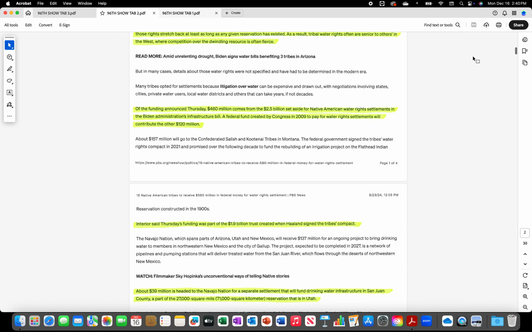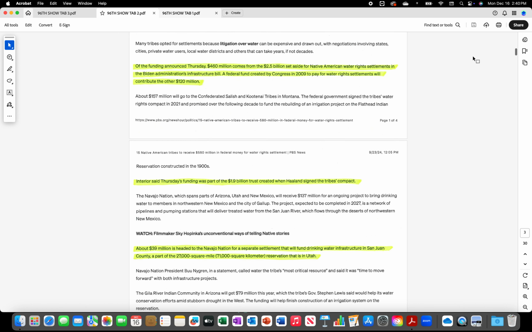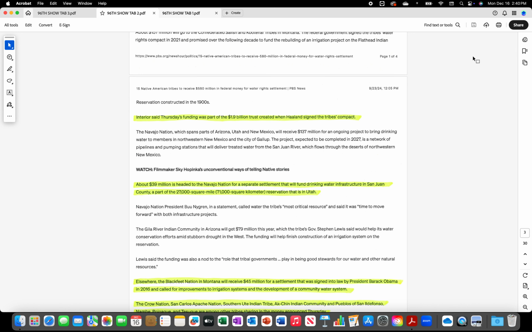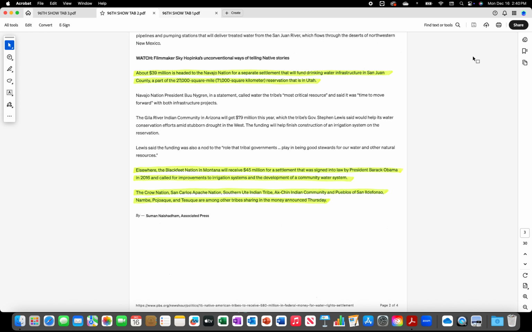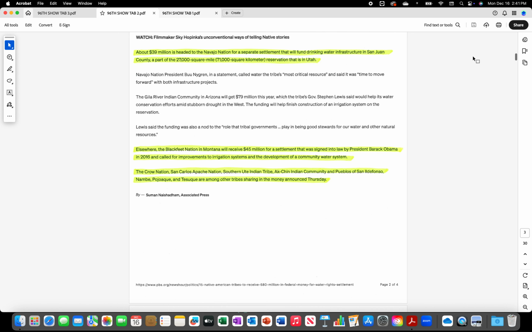Interior said Thursday's funding was part of the $1.9 billion trust created when Haaland signed the tribe's compact. About $39 million is headed to the Navajo Nation for a separate settlement that will fund drinking water infrastructure in San Juan County, a part of the 27,000 square mile, 71,000 square kilometer reservation that is in Utah. Elsewhere, the Blackfeet Nation in Montana will receive $45 million for a settlement that was signed into law by President Barack Obama in 2016 and called for improvements to irrigation system and the development of a community water system. The Crow Nation, San Carlos Apache Nation, Southern Ute Indian Nation, Akchin Indian Community, and pueblos of San Ildefonso, Nambe, Pojoaque, and Tesuque are among other tribes sharing in the money announced Thursday.